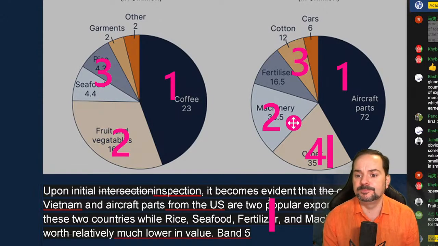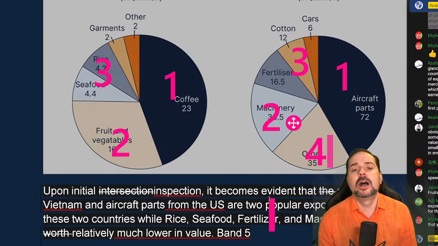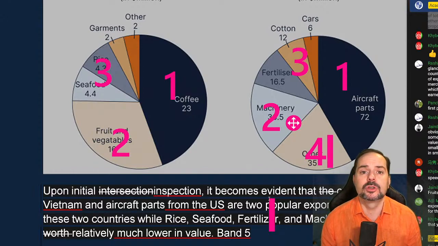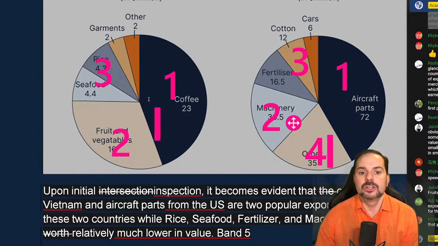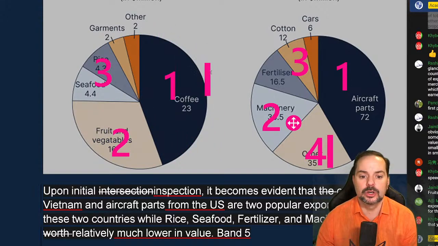Okay, all right. So we're gonna have to do a little bit of math here, comparing and contrasting, nice and smooth. So let's do this together. Let's analyze together. Pay attention to your multiplication tables. Look at how much of the pie is made up by a certain slice. So look at how much coffee makes up from the whole, right? Look at how much aircraft makes up from the whole as well, okay?